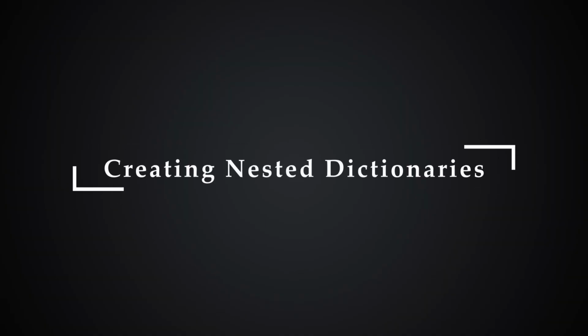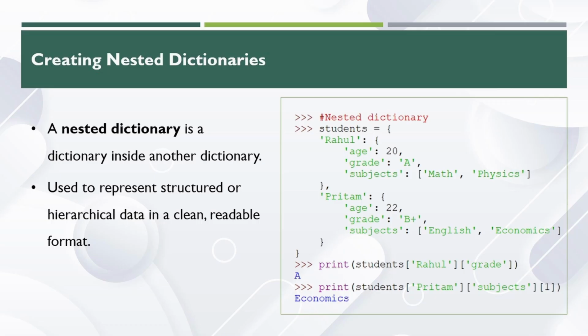We can also create nested dictionaries in Python. Nested dictionaries are dictionaries within dictionaries. These are useful for representing hierarchical or structured data such as student records or organizational charts. Here an example of a nested dictionary is provided. Here Rahul and Pritam are keys, but their values are dictionaries themselves.